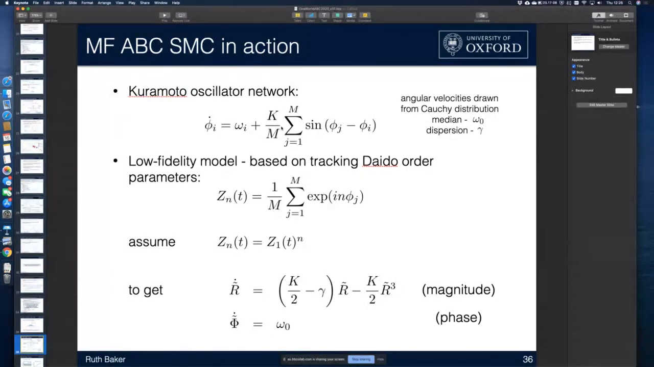So you base the high fidelity model on tracking essentially all the parameters of the system, and you can make a certain ansatz and do some reduction in order to get a low dimensional description in terms of the magnitude and the phase of the distribution of oscillators. The details are probably not super important, but just to say that this is our high fidelity model, and down at the bottom here is our low fidelity model, and importantly again they've got all the same parameters in them.